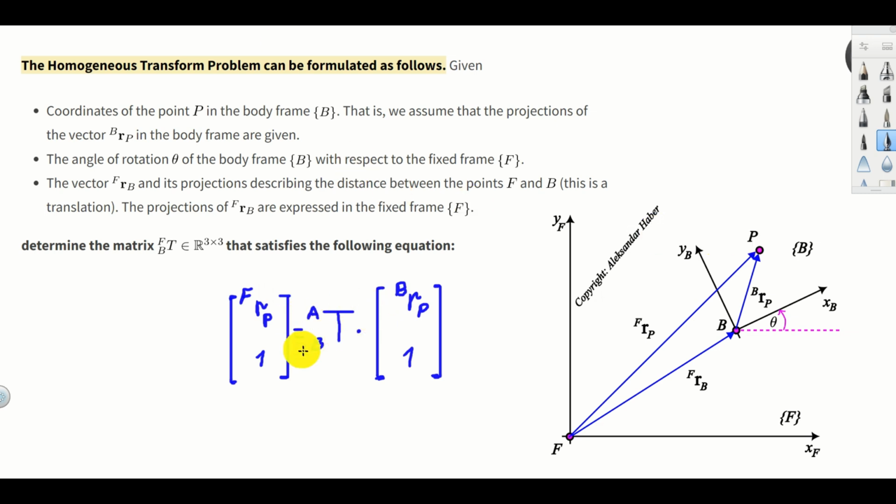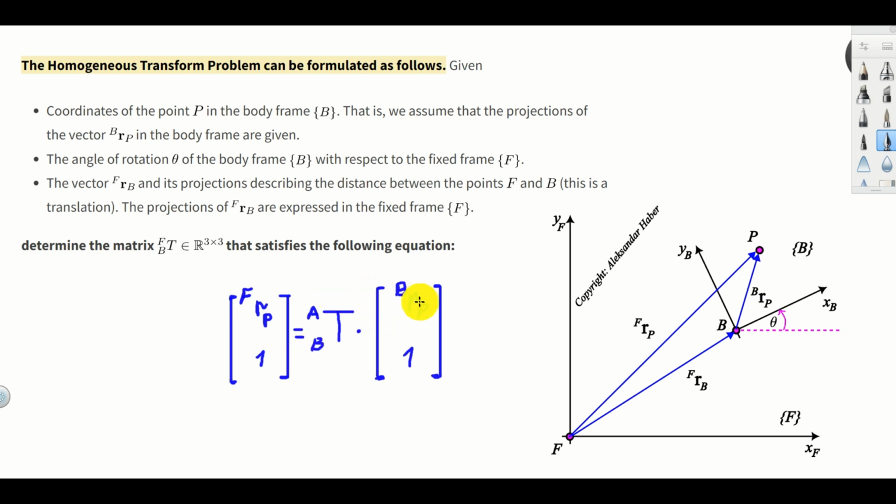Before we continue, let's explain this notation. Over here you can see the left subscript and the left superscript. The left subscript is the input frame. That is, it's the frame B in our case, and the left superscript is the output frame. That is, this homogeneous transform takes coordinates from B and produces coordinates in A. And this is how you should interpret this notation over here.